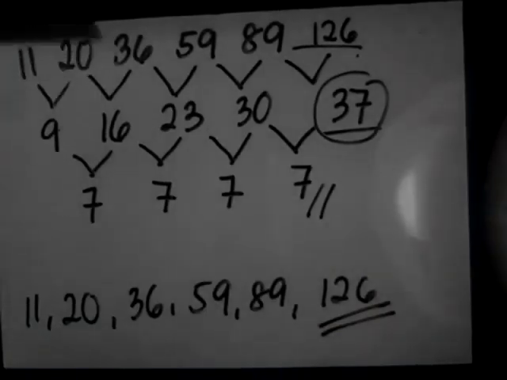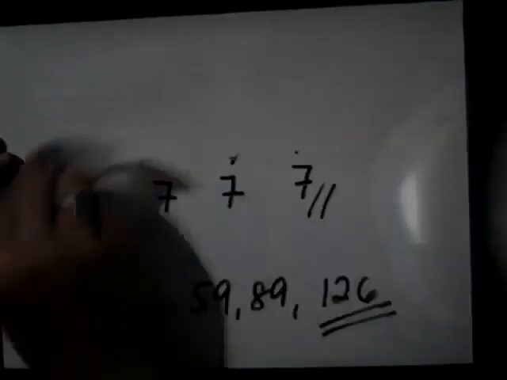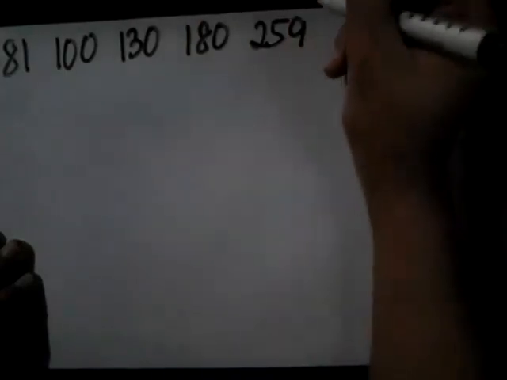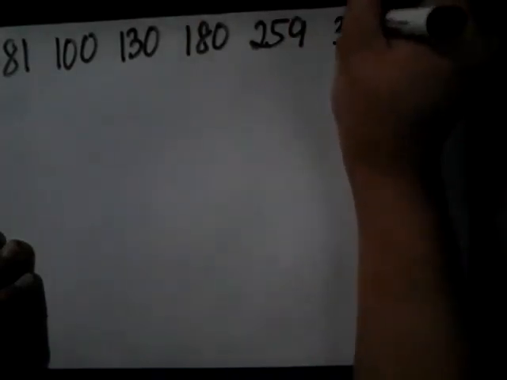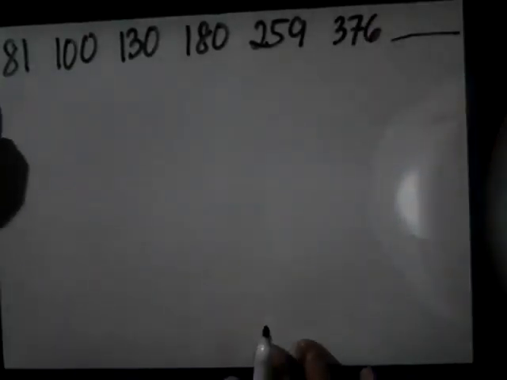Next, we have the second example, which is 81, 100, 130, 180, 259, 376. So let's find the next term. Again, we're going to use the difference table.